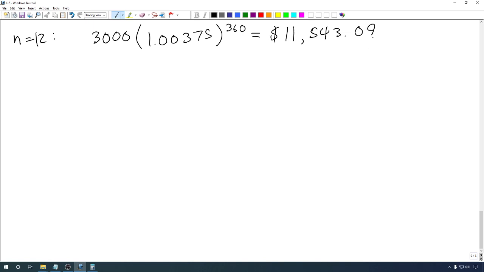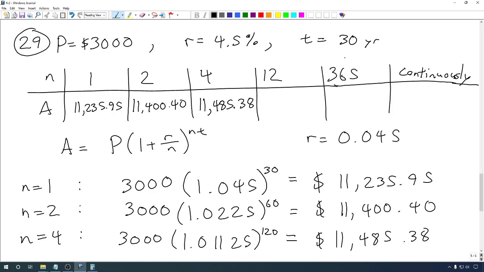So you might note so far, every time we pick a bigger n, we are getting a slightly bigger number, but they're not really increasing as much as you might think they are. So the first one, even going from 1 to 2, we gain not even quite $200 over that 30-year span. Then it wasn't even a full $100. This one, because we went from 4 all the way to 12, it was almost as much as going from 2 to 4, but it still wasn't that big of an increase.